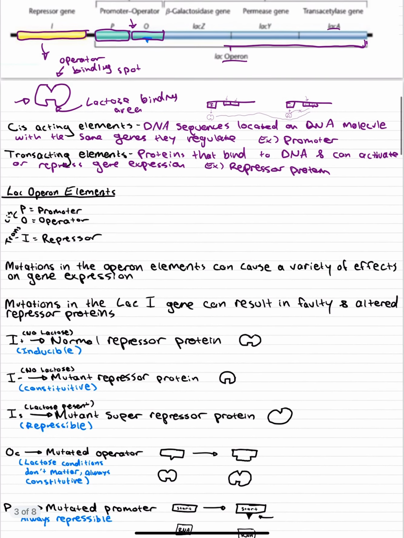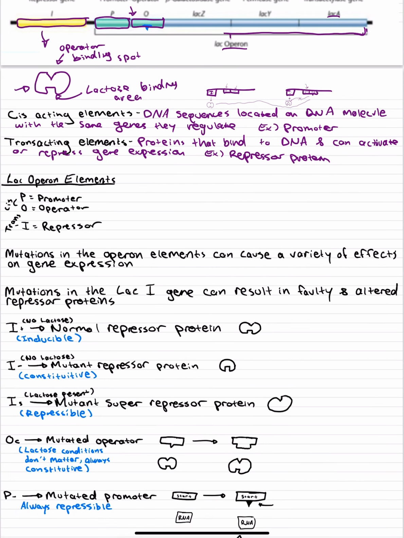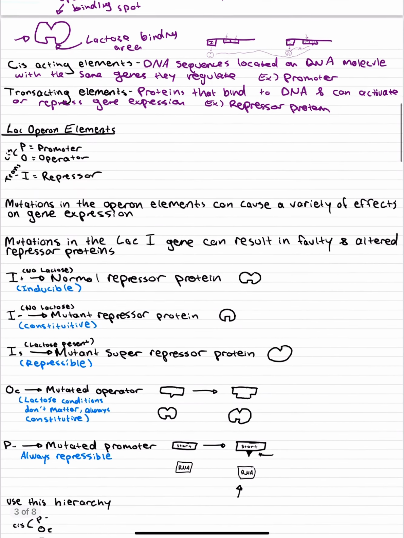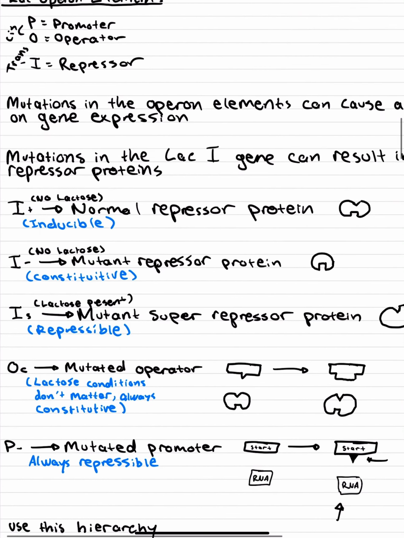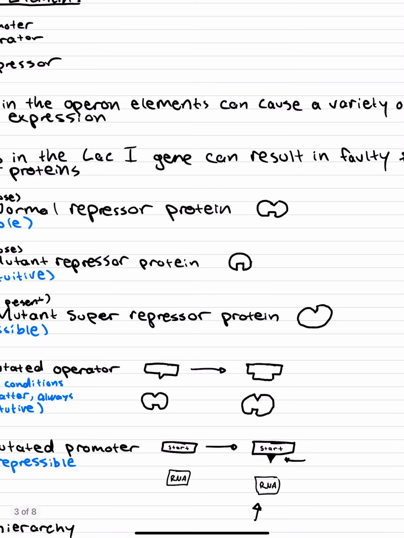All right, going on to Lac Operon elements, we have the promoter and the operator, which are both cis-acting elements, and we have the I gene, or the repressor, and that is a trans-acting element. So mutations in the operon elements can cause a variety of effects on gene expression. Mutation in the Lac I gene can result in faulty and altered repressor proteins. If we were to have I+, I+ means it's a normal repressor protein that results in a regular working repressor protein, in which we have an area to bind to the promoter, and we have another area that binds to lactose.